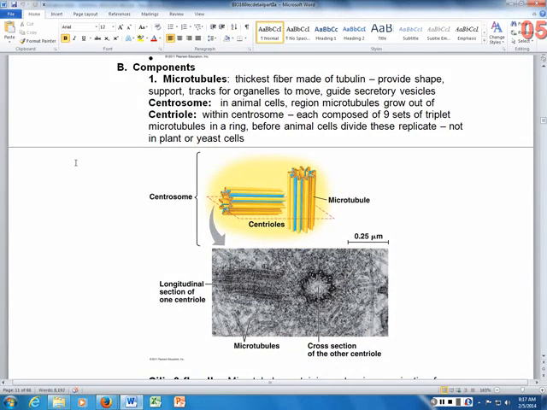So your components of it, you've got microtubules, microfilaments, and intermediate filaments that are going to make up your cytoskeleton. The microtubule is the thickest, and it's made of the protein tubulin. It's going to help with the shape. It's going to help make the centrosome, which is a region where microtubules grow out in animal cells. Within the centrosome, you have a centriole that is going to have 9 sets of triplet microtubules in a ring.